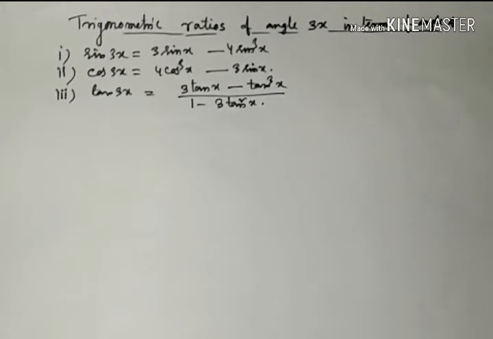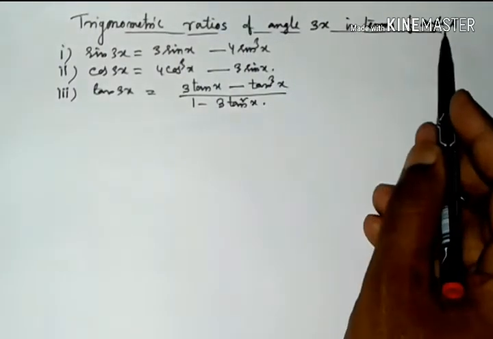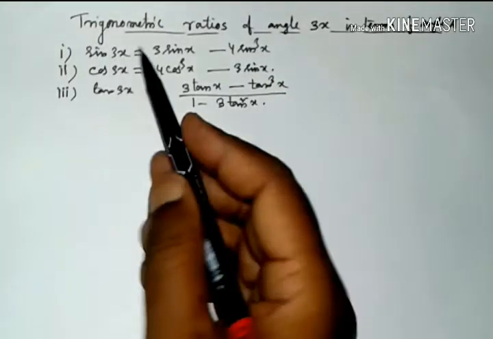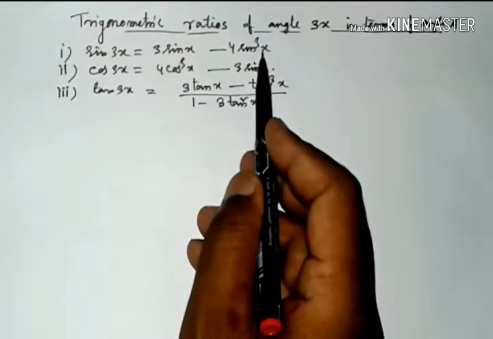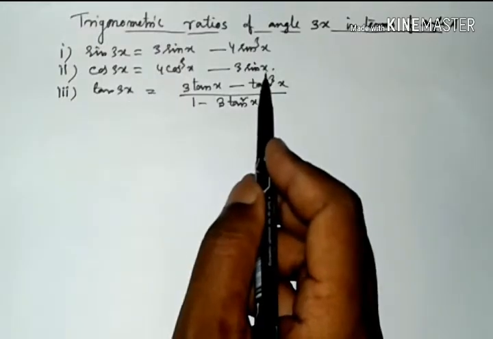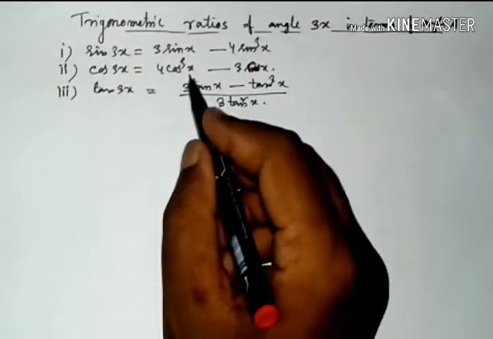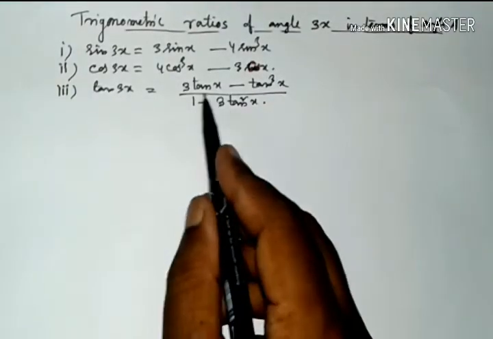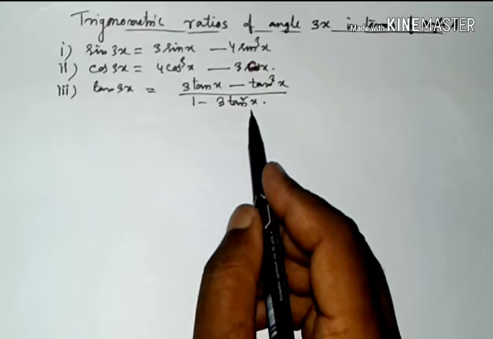Today I shall discuss the trigonometric ratios of angle 3x in terms of angle x. There are basically three formulas: sin 3x equals 3 sin x minus 4 sin cube x; cos 3x equals 4 cos cube x minus 3 cos x; and tan 3x equals 3 tan x minus tan cube x divided by 1 minus 3 tan square x.